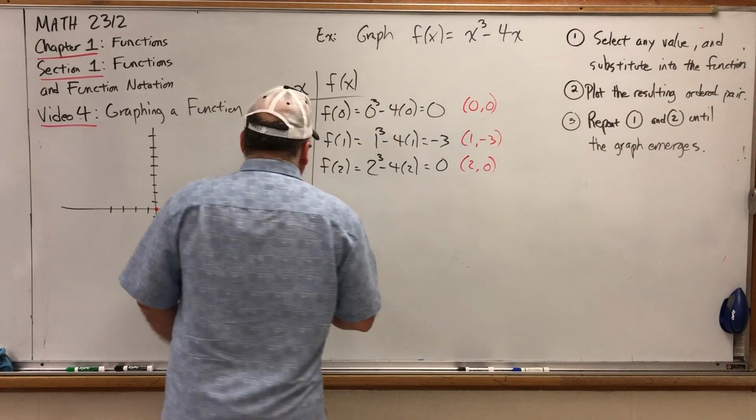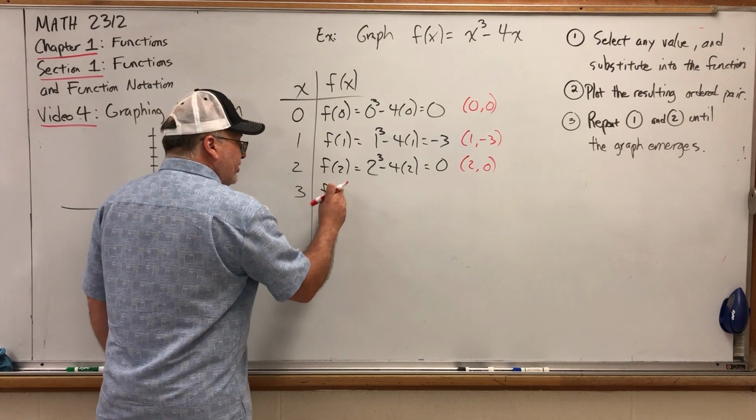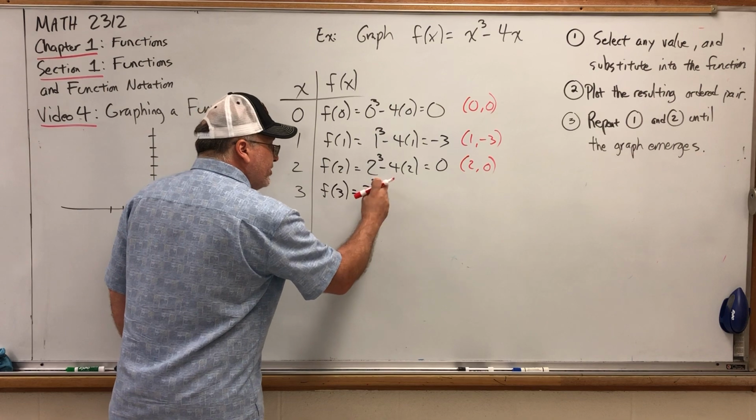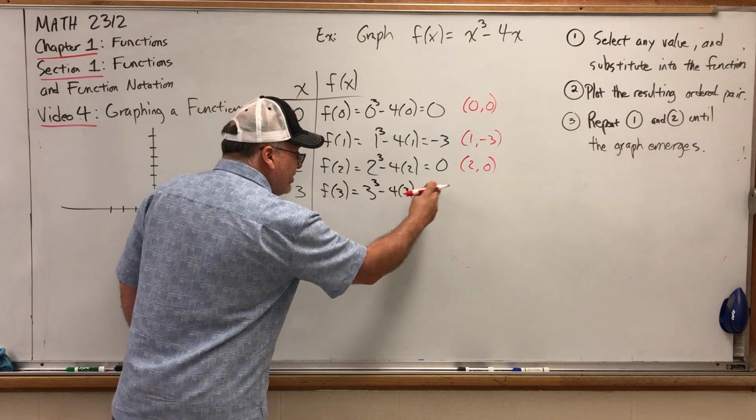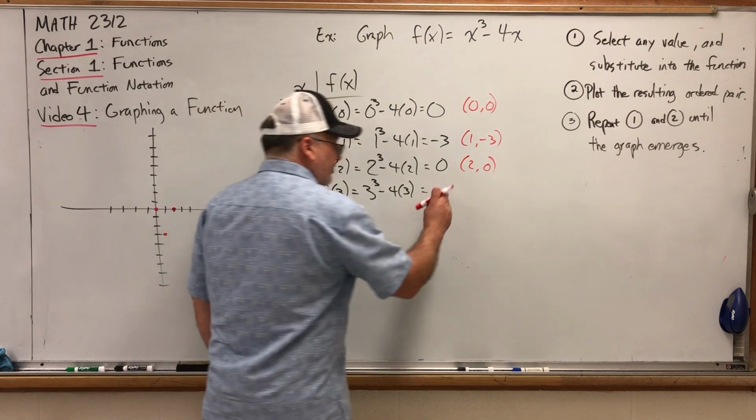We need more evidence, so let's get more inputs. I guess 3 is a good place to go next. We put in 3, we get 3 cubed minus 4 times 3. This is 27, this is 12, 27 minus 12 is 15.